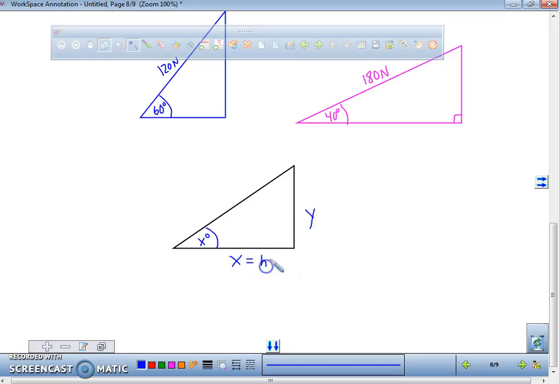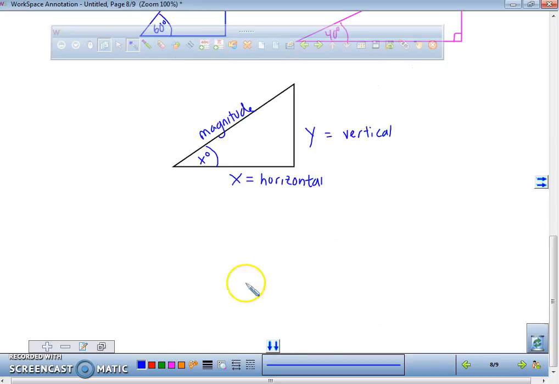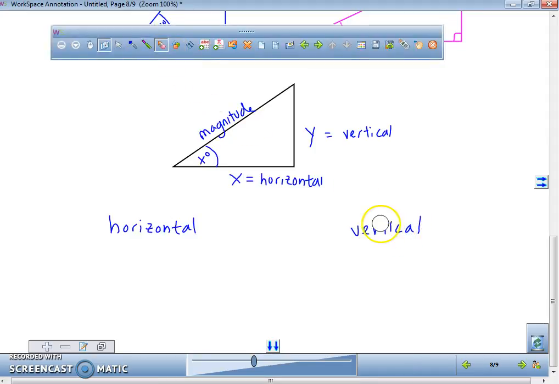X is going to represent what's called your horizontal component, and y will equal your vertical component. Your magnitude, everybody, will always be the hypotenuse. So put magnitude right there. Right now, we're going to write horizontal. We're going to write vertical. What I'd like you to do right here is put this part in your journal, okay?